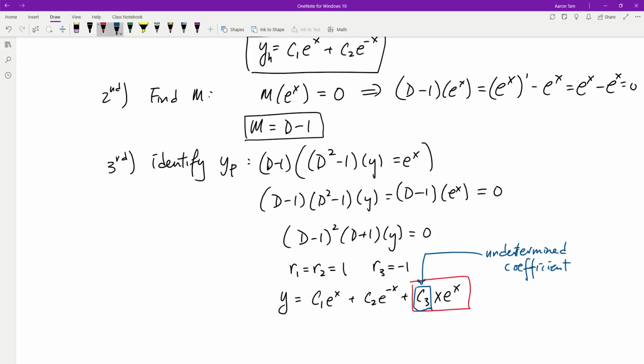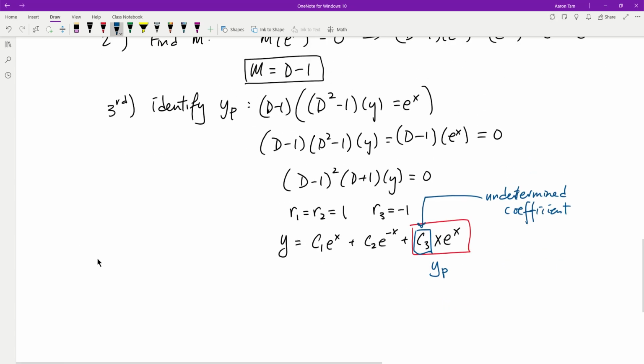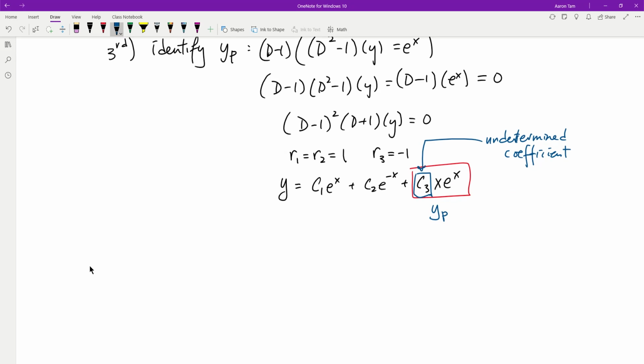Okay, so therefore we identify that this part right here must be what we're looking for, y sub p. So now we have identified y sub p. What we have to do now is find it. How? Well, by finding the undetermined coefficient, which in this case is C3. So how do we do that? This is how. Now we're going to try to find the undetermined coefficient.